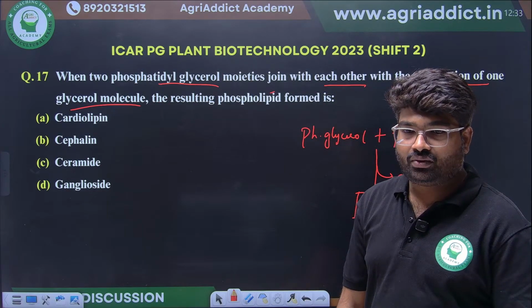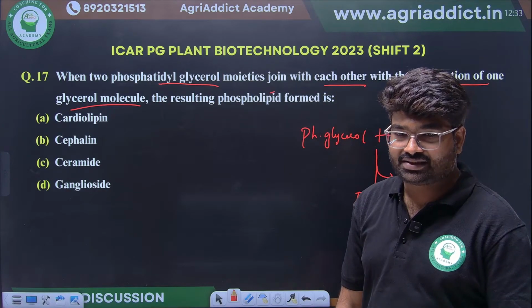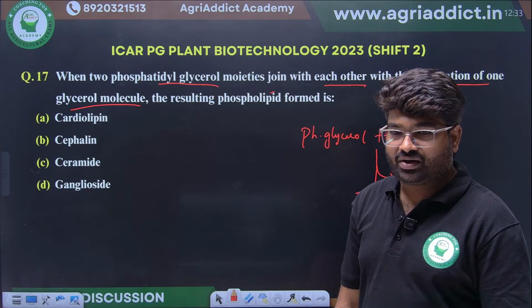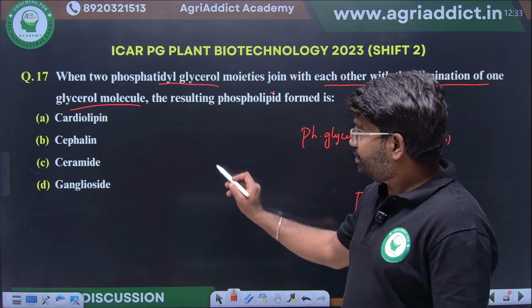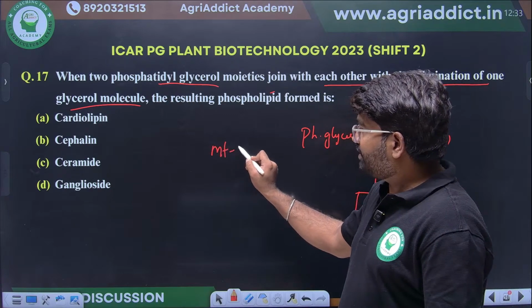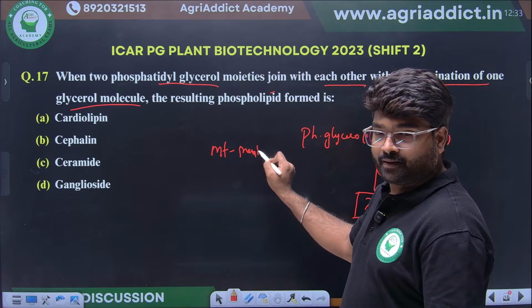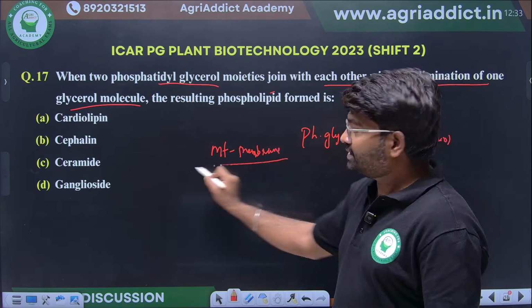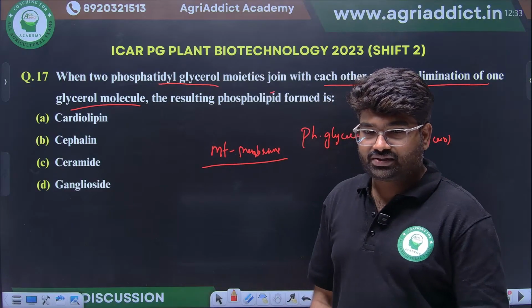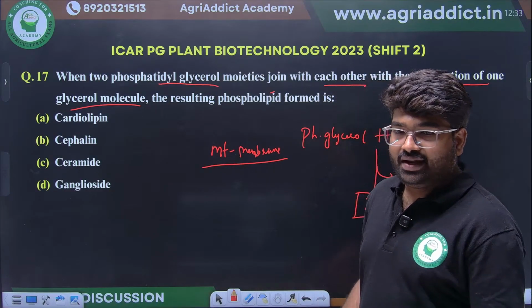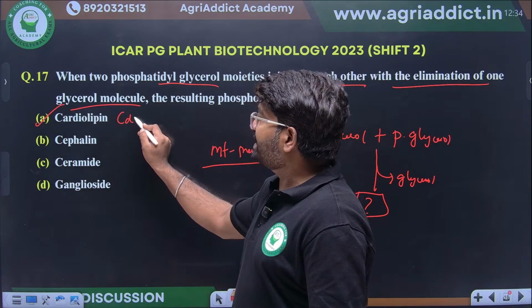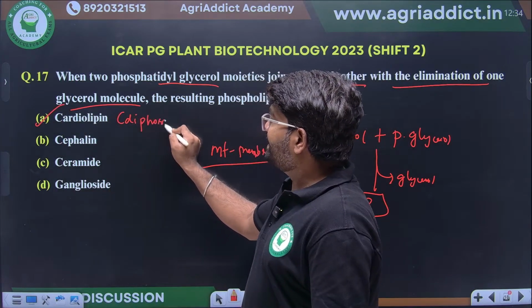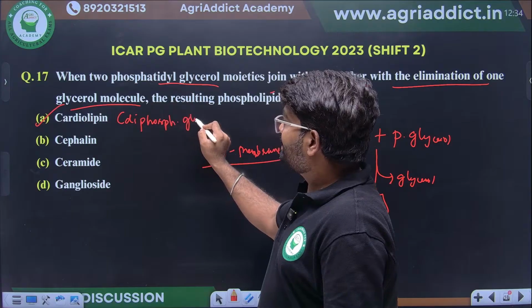This we have discussed in our basic class, biomolecules, fatty acid metabolism, there itself I have told. This is another important question. This compound will be present primarily in the mitochondrial membrane. What will be the right answer? Cardiolipin will form. This we can also say diphosphatidylglycerol.